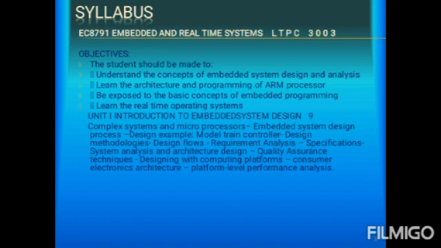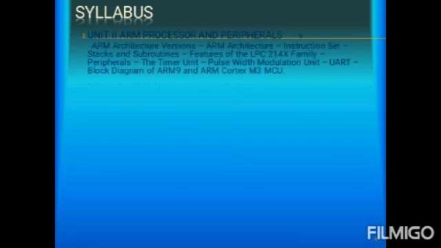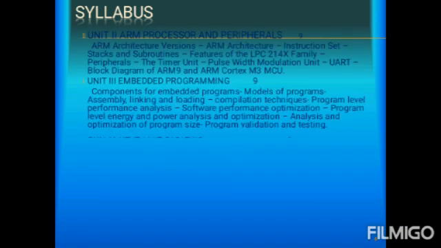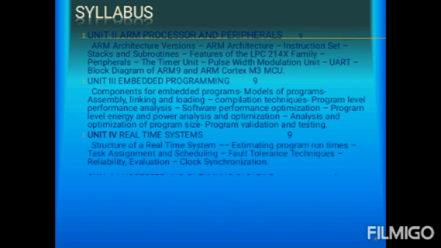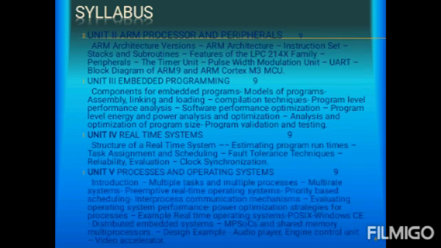Next, in Unit 1, we are going to discuss consumer electronic architecture and platform-level performance analysis. In Unit 2 we discuss embedded networking and the ARM processor and its peripherals. Since we mostly use the ARM processor in our embedded systems, we will discuss it in detail.